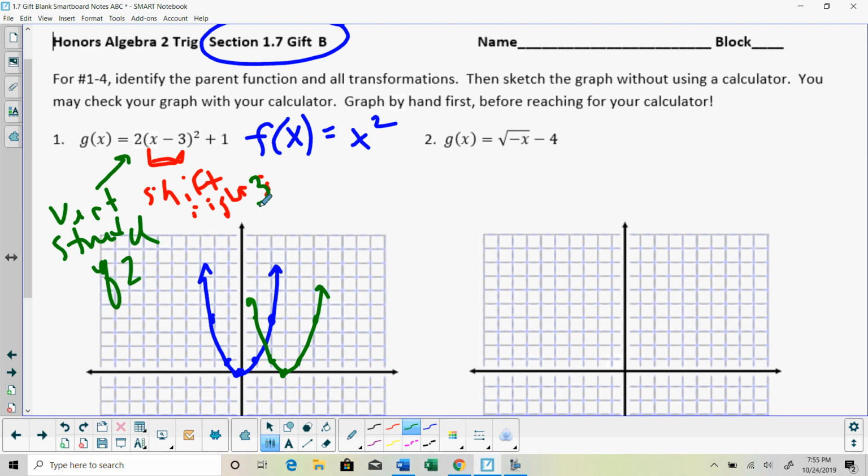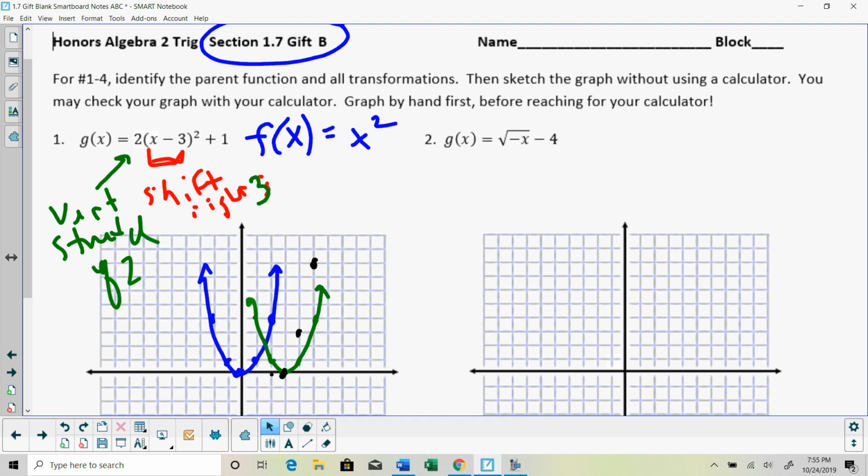Okay, and now we want to do a vertical stretch. So in order to do that, I think hopefully you are going to notice that we would want to take all of these y coordinates and make them twice as high. Well, the point at (3, 0) is still going to be there. But (4, 1) is now going to be at (4, 3), and (5, 4) is going to be at (5, 8). (3, 1) is now going to be at 3.